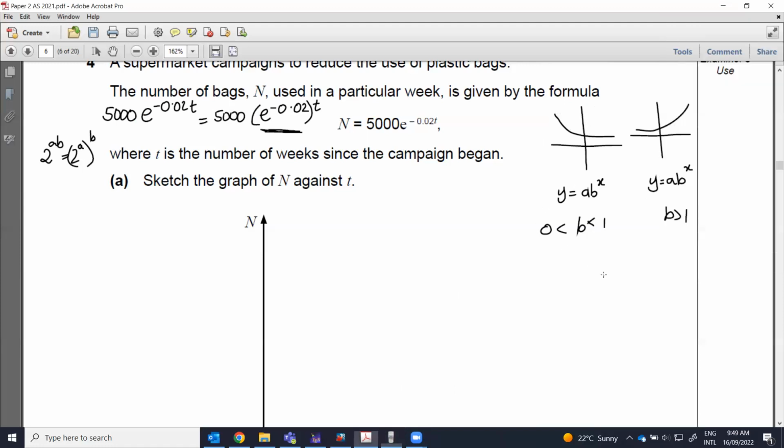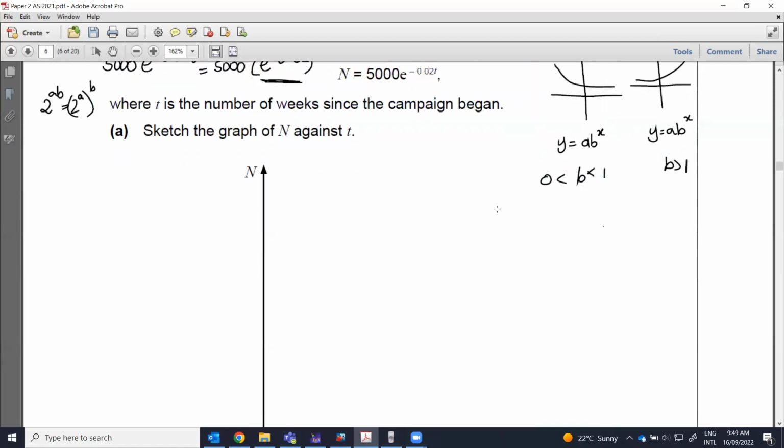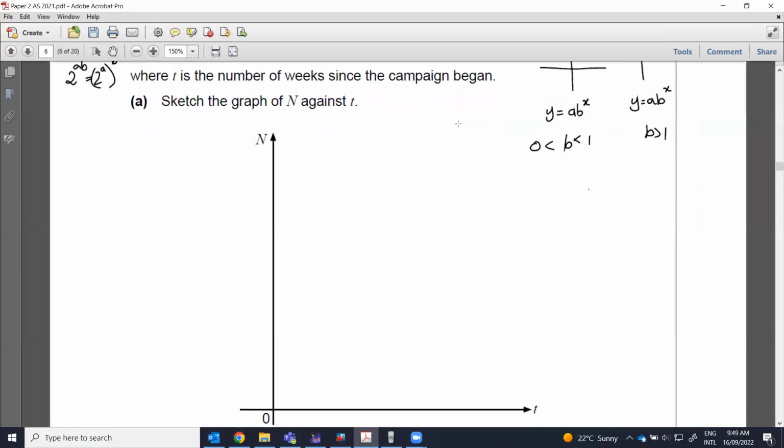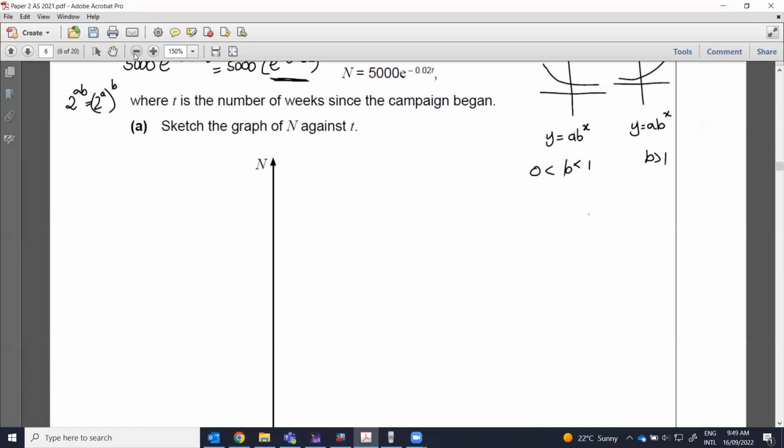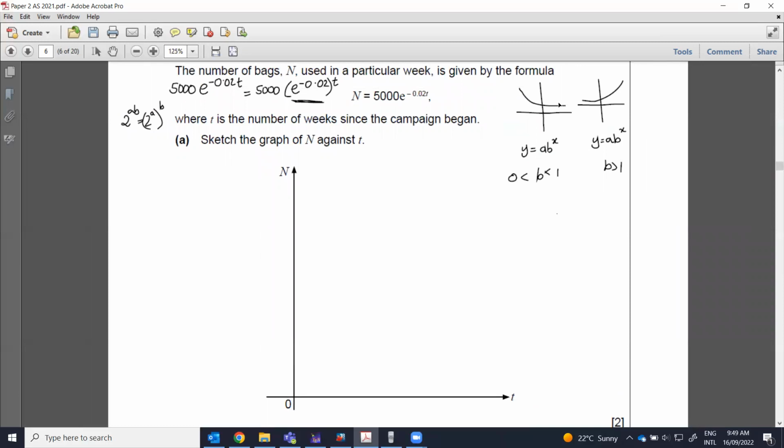Okay, so now that I know what my graph is going to look like, I'm just going to sketch it. So let me just zoom up a little bit. Okay, so I know it's going to look like this one here. I'm going to sketch it. So try and draw this as smoothly as possible, like that. And it continues in that manner.